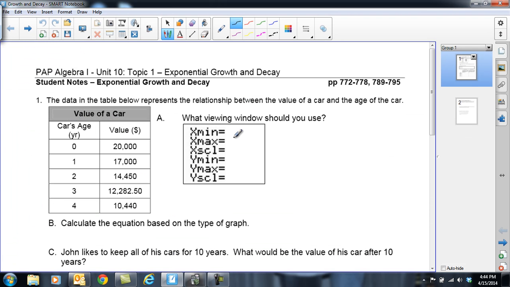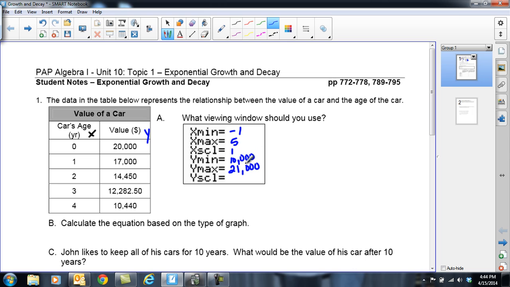And so in our table here, my car's age, which is the x values, goes from 0 to 4. And so if I want to set my window for that, then my minimum needs to be a little less than 0, so I'm going to say -1. My maximum needs to be a little more than 4, so let's go with 5. And since I'm just going from -1 to 5, I can count by ones. Here's the problem here with my y values. My smallest value here is 10,440, so I'm going to make my y minimum 10,000 so that it's a little bit smaller than that. My biggest number over here is 20,000, and so I need a number bigger than that, so let's go with 21,000.